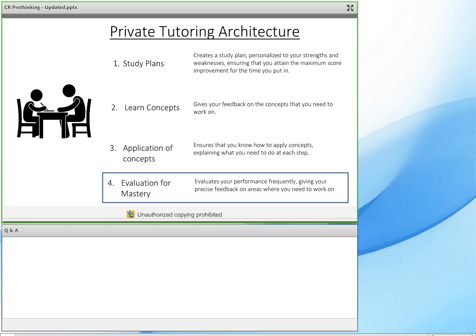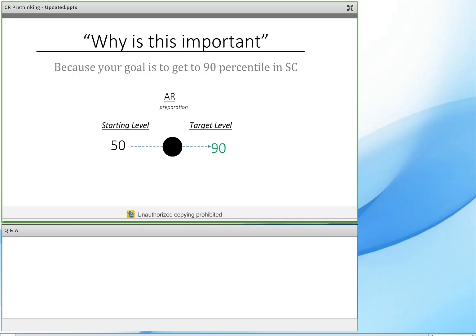And the last step is making sure that you do things well enough that you are among those top 6 percentile of students. And the reason why this is important is because you're studying sentence correction to hit that 90th percentile overall.